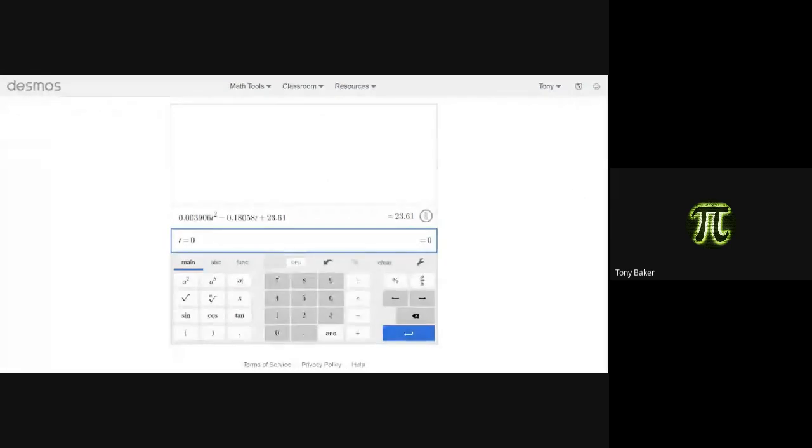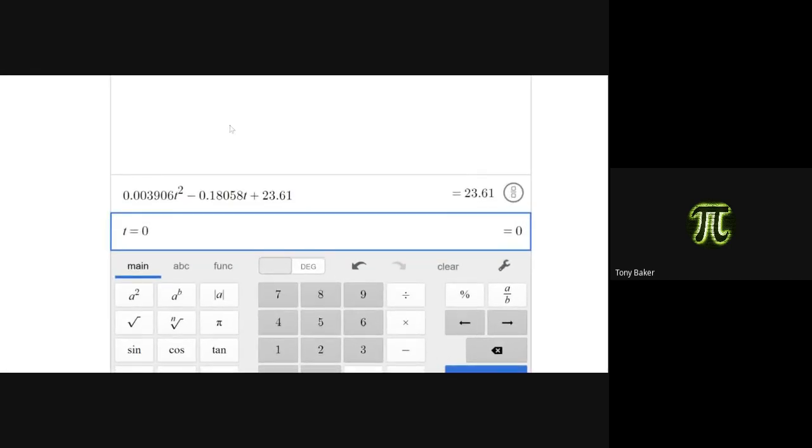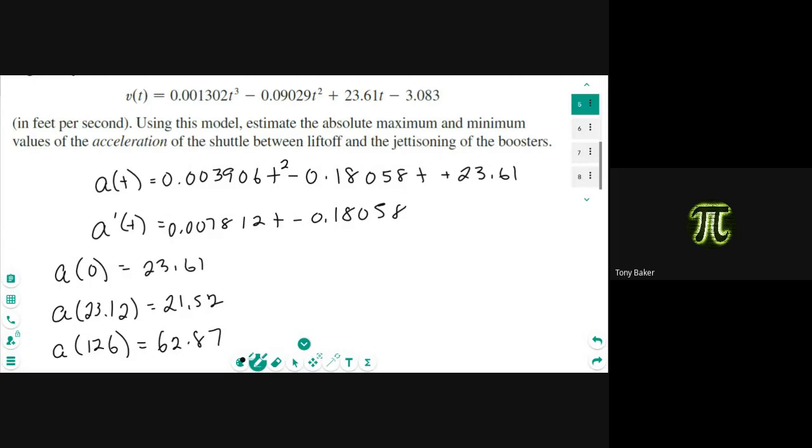Remember, one of the things I showed you before is that if you plug into the Desmos Scientific Calculator, you plug in 0, you get 23.61. Then plug in 23.12, and you get 21.52. And if you change that to 126, you get 62.87. So you can use the Desmos Scientific Calculator to plug those numbers in quickly. Makes life a lot easier. Yes, it was the beginning and the end.